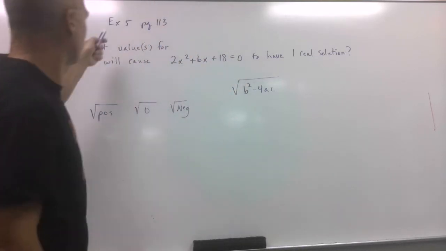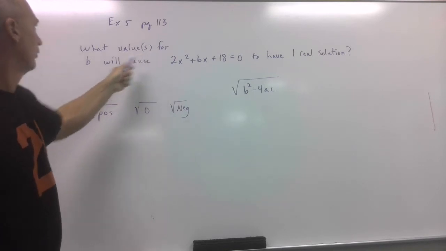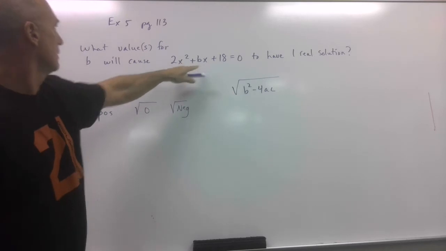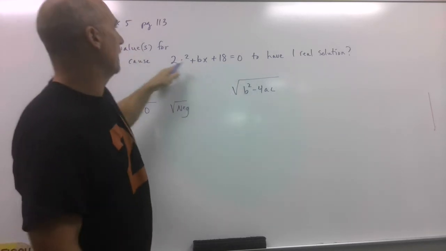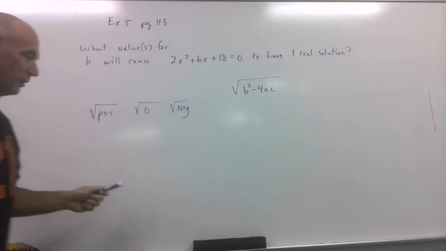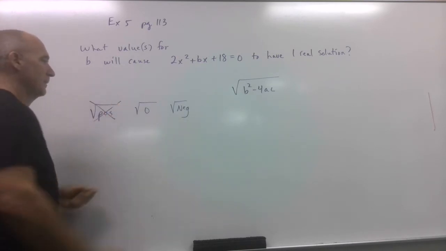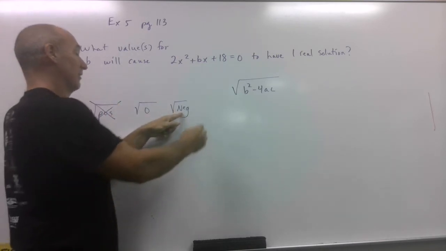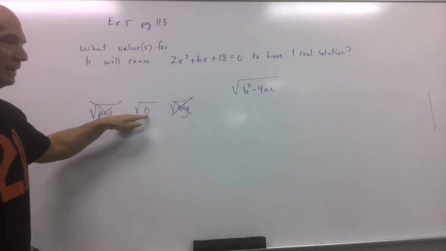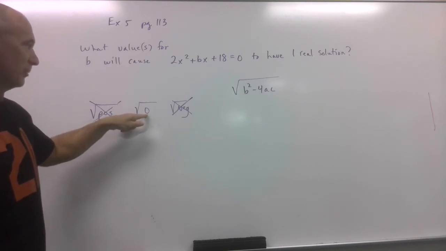So the question asks, what value, possibly 2, for B, notice where B is right there, not a 6, will cause this quadratic to have one real solution. Remember the rules. If the discriminant is positive, you're going to have two real solutions, so we don't want that. If it's negative, it's going to have zero real solutions. We don't want that. The only time you have exactly one real solution is when the discriminant equals zero.